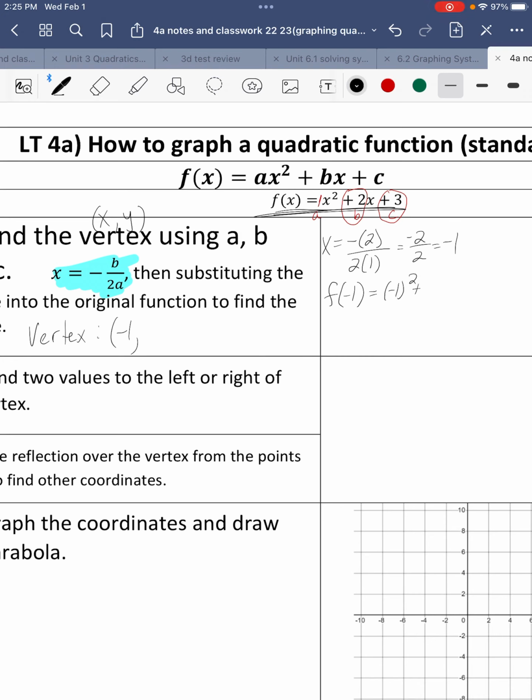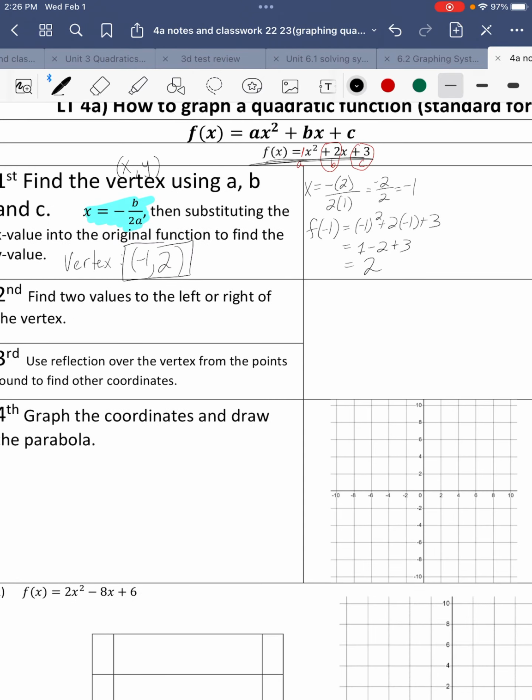So f of negative 1, so we're substituting negative 1 in for x. Negative 1 squared plus 2 times negative 1 plus 3. Negative 1 squared is positive 1. 2 times negative 1 is negative 2, plus 3. 1 minus 2 is negative 1, plus 3 is 2. So our vertex is at negative 1, 2.